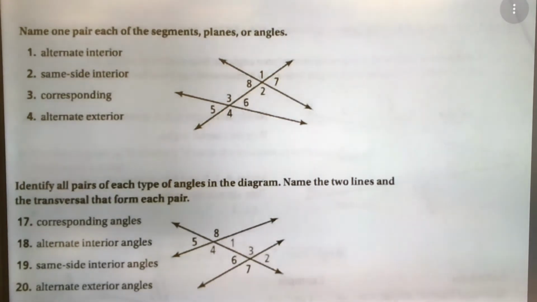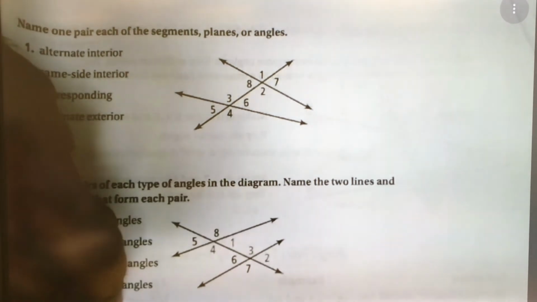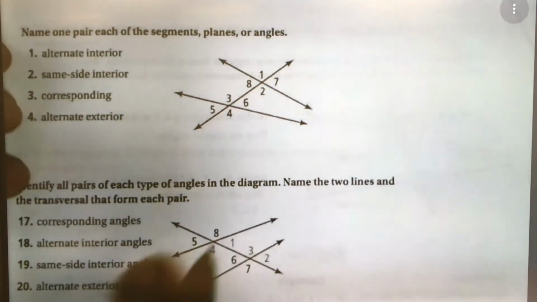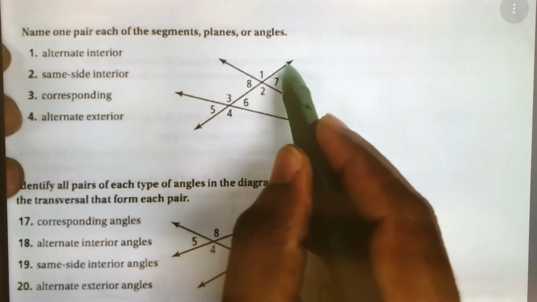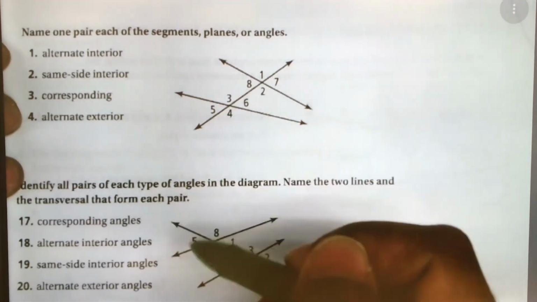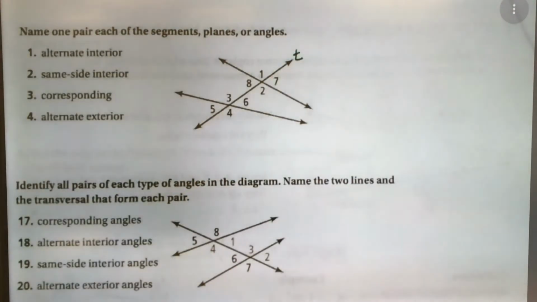One more thing. When you have this type of question, first identify which one is the transversal line. Transversal line means, as we have learned, a line that intersects 2 or more lines at different points. So this is the transversal line because this line cuts through the other 2 lines at 2 different points.